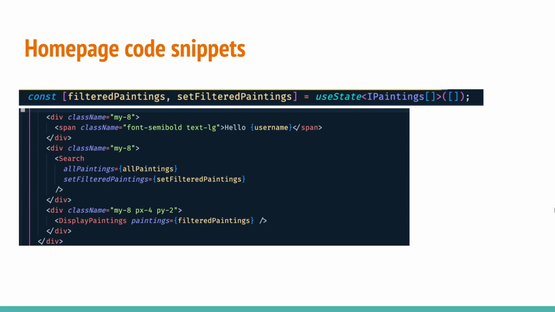The entire set of paintings is managed by the useState filteredPaintings and setFilteredPaintings. We'll probably look into more of these two variables as we go along. But looking at the HTML below, you see how you have the search component and the display painting component. The search component handles all the searching, filtering, those kinds of things, and then the display painting component just displays all the paintings that are filtered.